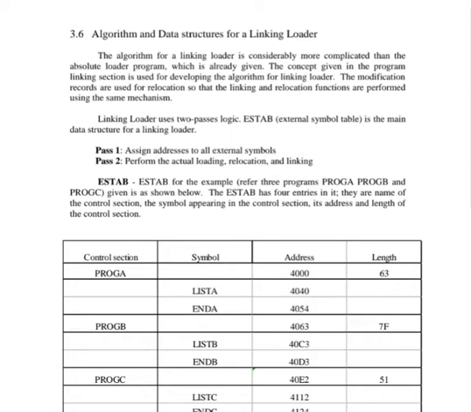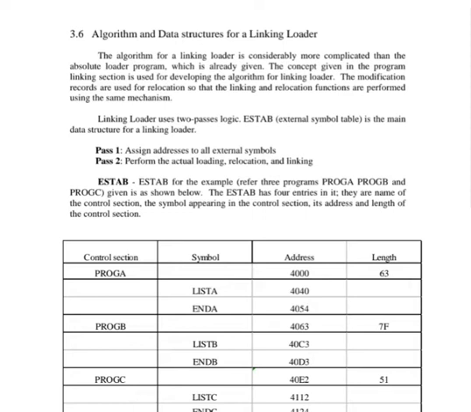Next, algorithm and data structure for the linking loader. The algorithm for the linking loader is considerably more complicated than the absolute loader program, which is already given. The concepts given in the program linking section are used for developing the algorithm for the linking loader. The modification records are used for relocation so that the linking and relocation functions are performed using the same mechanism. The linking loader uses two-pass logic.